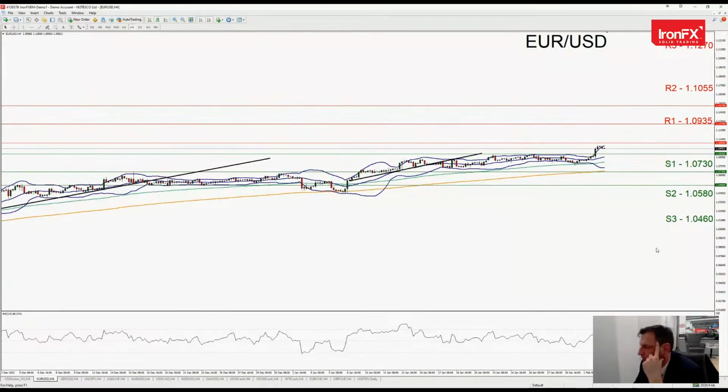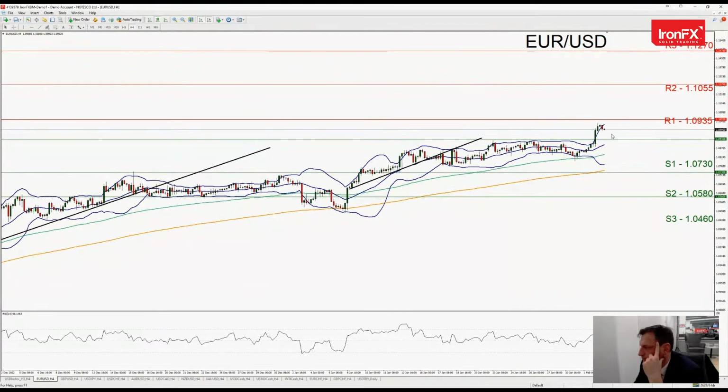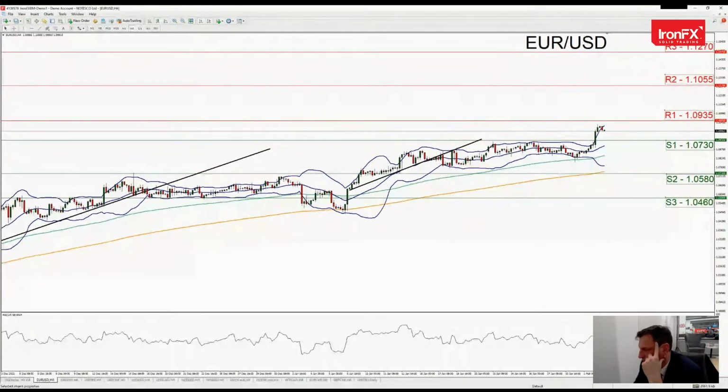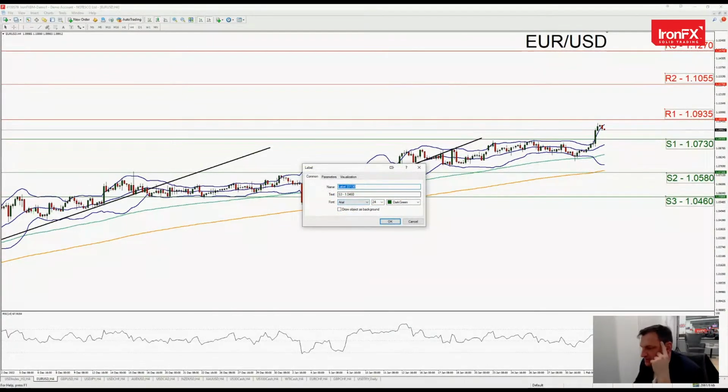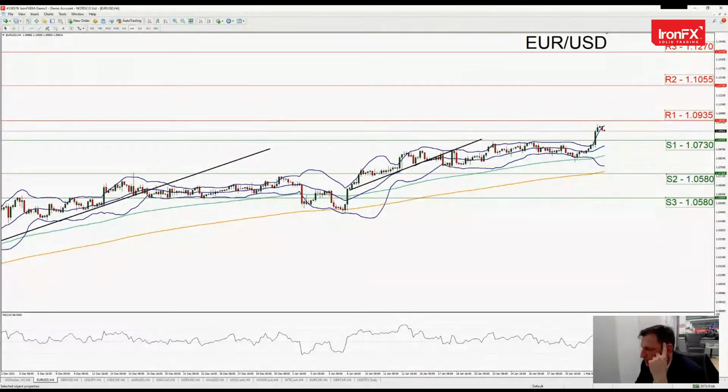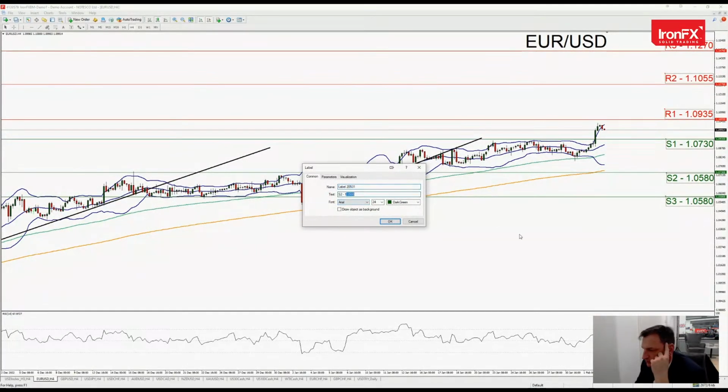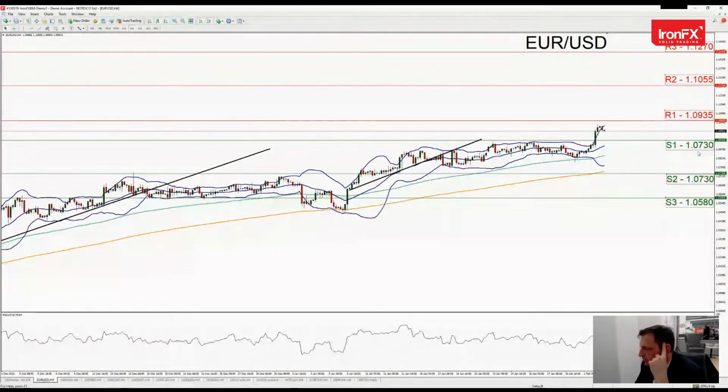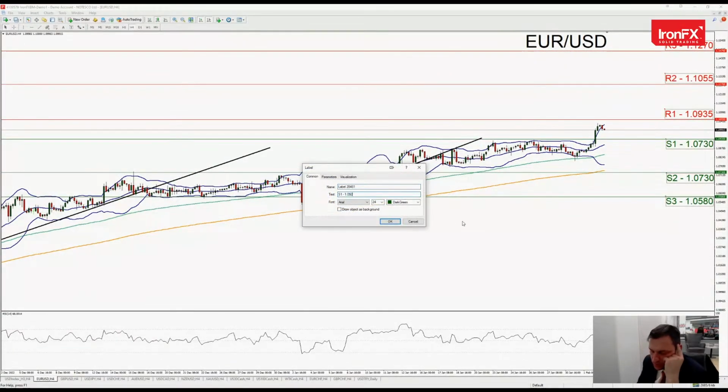Readjusting the chart. Let's correct the levels as well. The S3 now is being placed at 1.0580. The S2 at 1.0730. The S1 at 1.0935, given that the price action has broken above it.